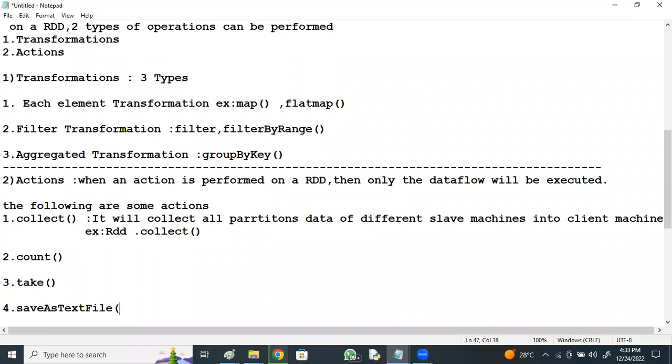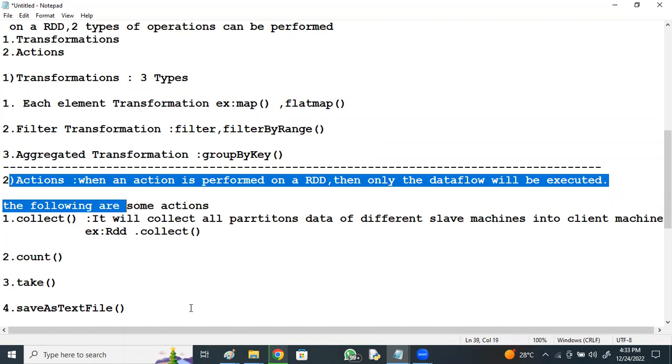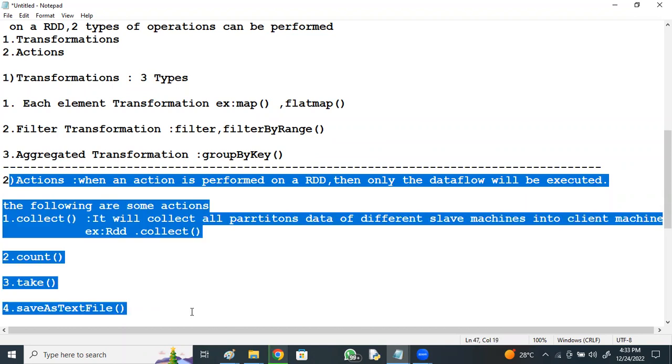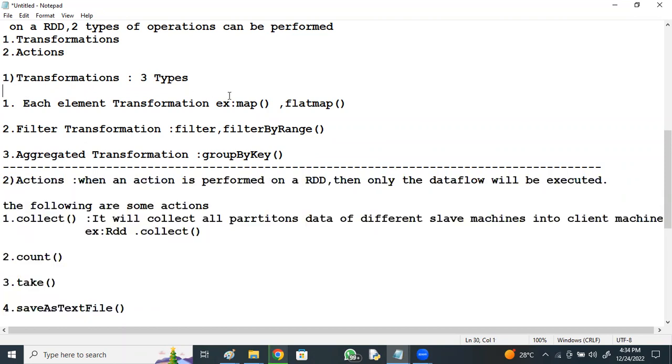These are the actions. We have many more actions that I'll be discussing later, but whenever you perform actions only, RDDs are going to get executed from their root. What are they? Collect, count, take, save as text file. On an RDD, you know already RDD, right? Two types of operations can be performed: element transformation, filter transformation, aggregated transformations. When an action is performed on an RDD, then only the data flow will be executed from its root.